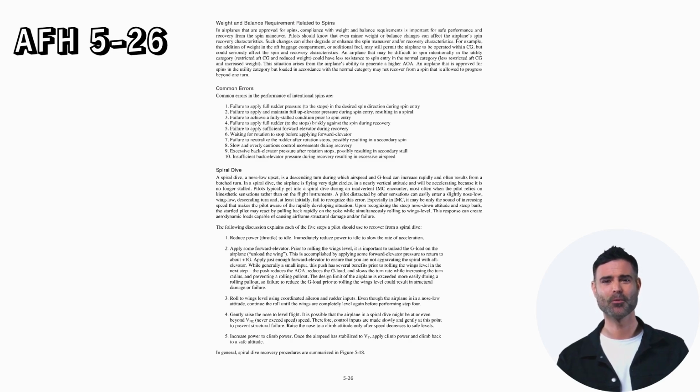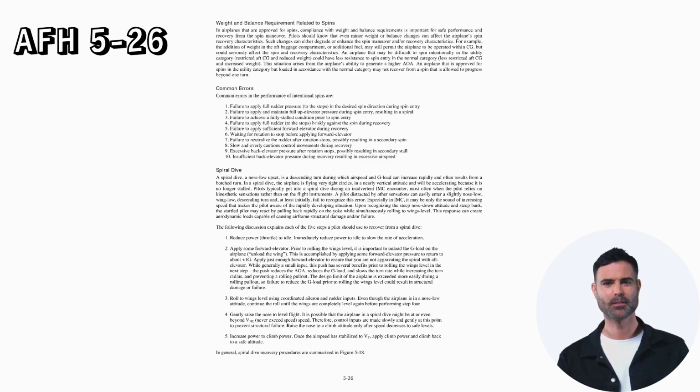7. Failure to neutralize the rudder after rotation stops, possibly resulting in a secondary spin. 8. Slow and overly cautious control movements during recovery. 9. Excessive back elevator pressure after rotation stops, possibly resulting in secondary stall. 10. Insufficient back elevator pressure during recovery, resulting in excessive airspeed spiral dive.